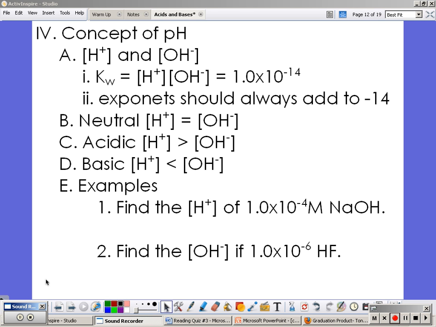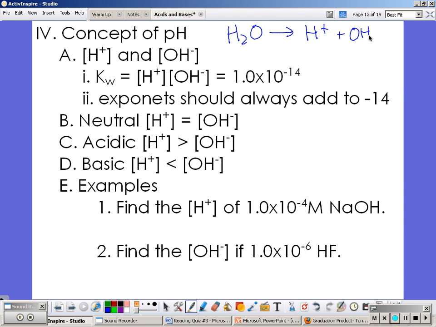The concept of pH. pH is the negative log of the hydrogen concentration. In more simple terms, pH is the power of H. So if we think about water being decomposed into its ions, we would have H plus and OH minus.